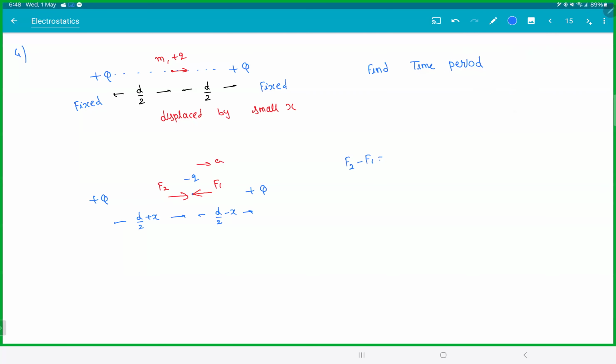So F2 minus F1 is equal to ma. So F2 will be k q q. I'm not taking the signs. I'm taking the magnitude directly because the sign already took care of the direction.